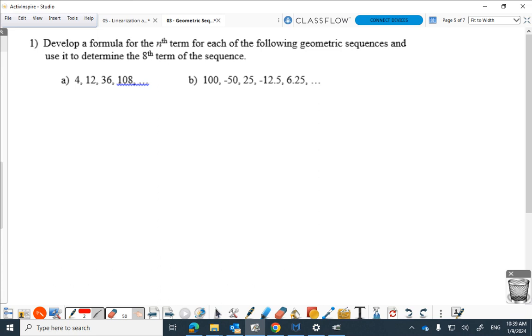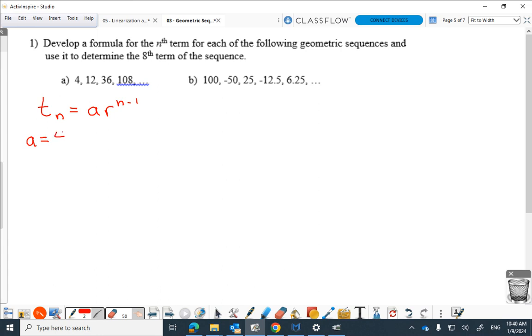Develop a formula for the nth term of the following sequence and use it to get the 8th term. This does all that in one. You're supposed to have done yesterday's homework and know essentially what we're trying to accomplish here. Different formula, same basic procedure. The formula for geometric sequences is Tn equals AR to the n minus 1. So my job is just to find A and R. What's A? 4. It's just the first term. Yeah, that's the same as yesterday.